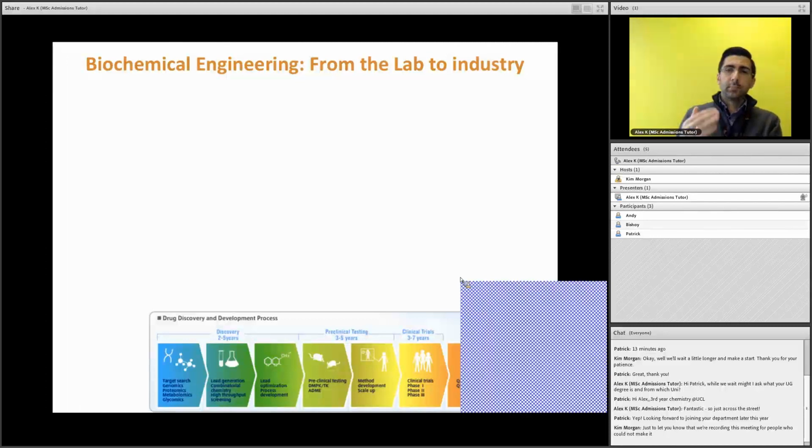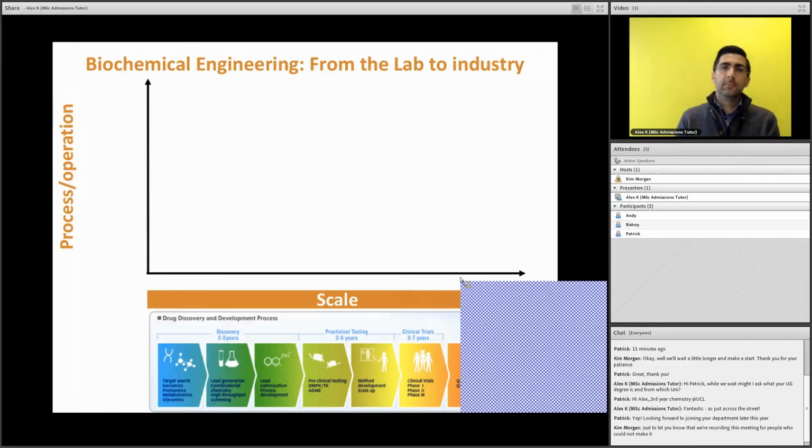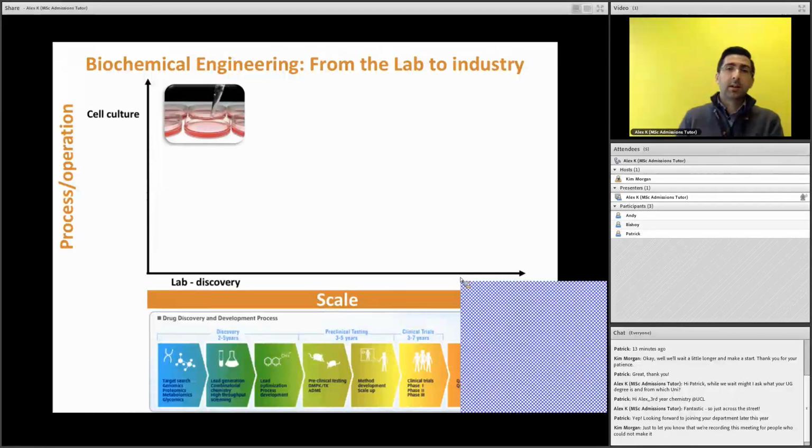So just to give you an example, I have a qualitative graph. On the x-axis, we have scale. And on the y-axis, we have the various processes that we have to go through. So usually when discovering something in the lab, this will be done on a very small scale, usually a Petri dish. So how do we move from a Petri dish, which is probably a couple of milliliters worth of volume, to satisfying global demand for a particular pharmaceutic, which could be in the realm of several thousand liters per year?